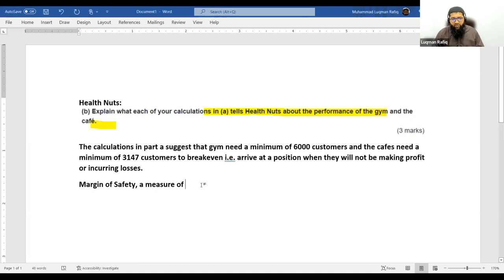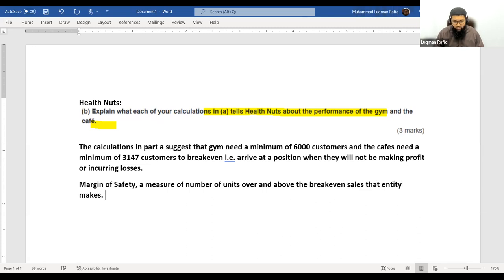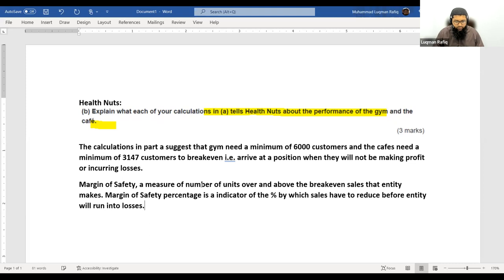Okay, margin of safety is a measure of the number of units over and above the break-even sales that the entity makes. Margin of safety percentage is an indicator of the percentage by which sales have to reduce before the entity will run into losses.